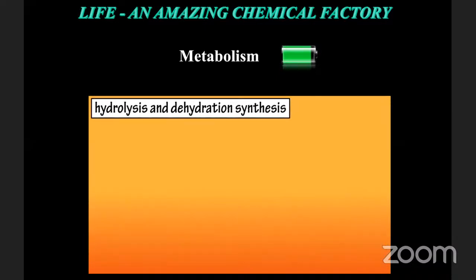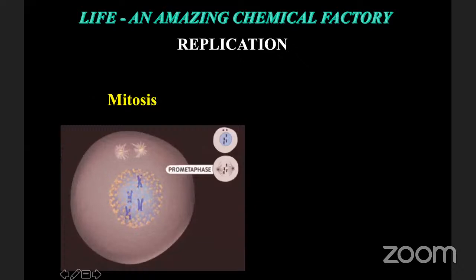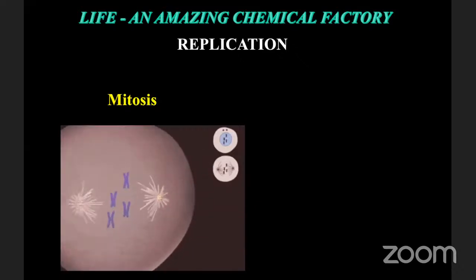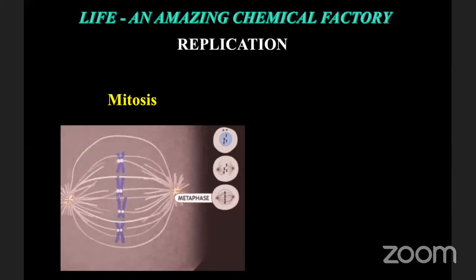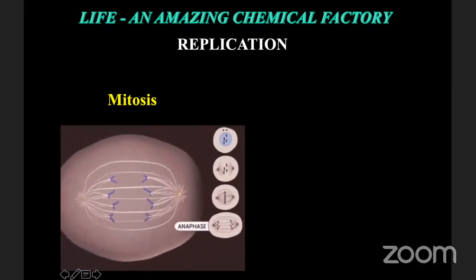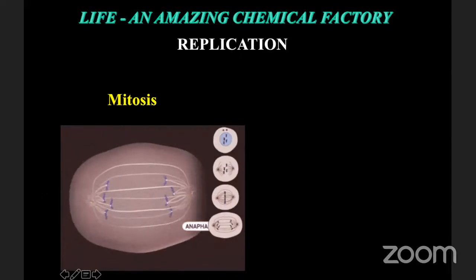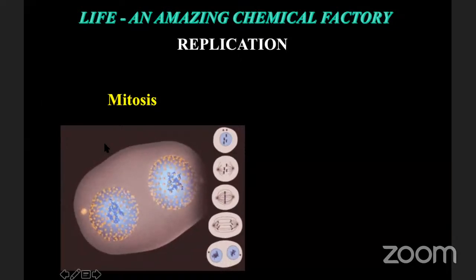Hydrolysis and dehydration synthesis. Metabolism. Then comes replication. Through replication, the cell divides, and there are two types of replication. One is called mitosis, where a cell makes its exact copy, and it helps in growth, in repair, or in maintaining the body cells. So this replication has an important property, mitosis, that is through cell division.